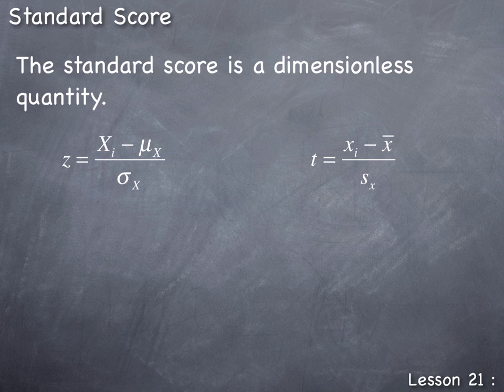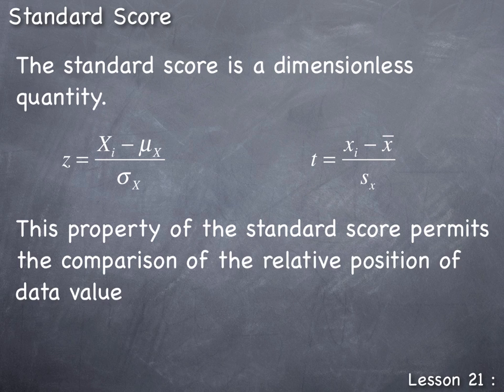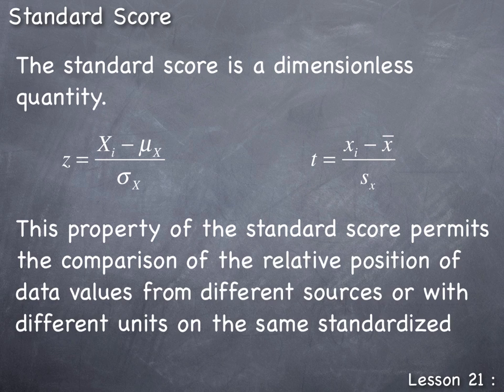This makes the standard score very useful in statistics, because this property of the standard score permits the comparison of the relative position of data values from different sources or with different units on the same standardized scale. That is, this standard score basically allows us to compare apples and oranges. By converting the different data values on different scales or from different sources into a common standard score scale, it allows us to make comparisons.